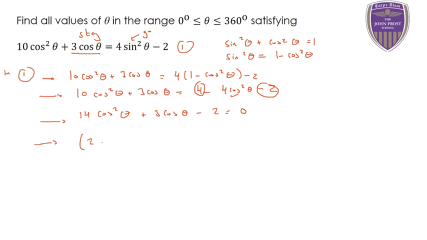This one's okay to factorize because 14 really is only 2 and 7, isn't it? So I factorized this. Took me 2 goes, but I got it: 2 cos theta plus 1 times 7 cos theta minus 2 equals 0. And that means either the first bracket is equal to 0, or the second bracket is equal to 0.